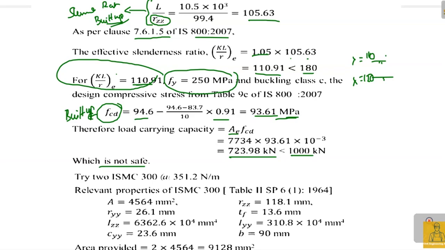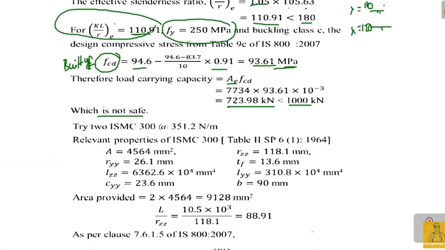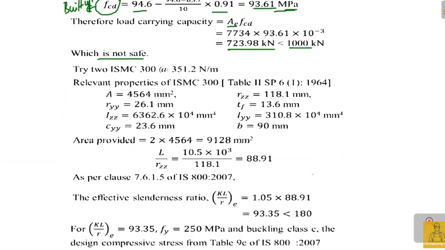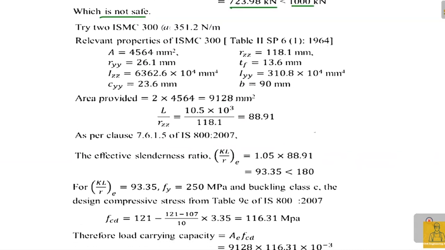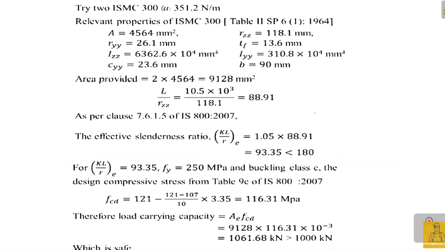So now, instead of ISMC 250, go for the higher section. I have gone for the ISMC 300. The area is 4564 mm square. Remaining everything is the same, I mean the section properties of the individual section, and the area provided is of 2 channel sections, right? So 2 into 4564 will give you 9128 mm square. Now again find out the slenderness ratio of the built-up section.